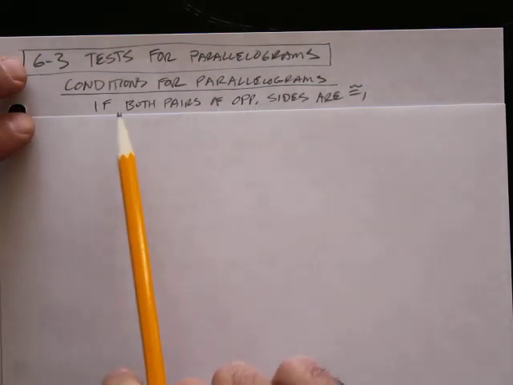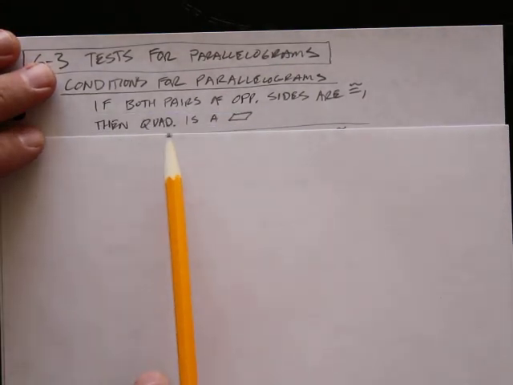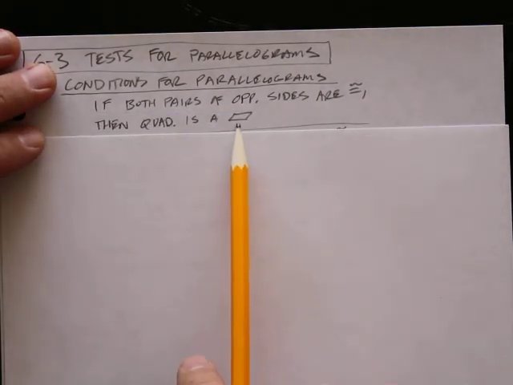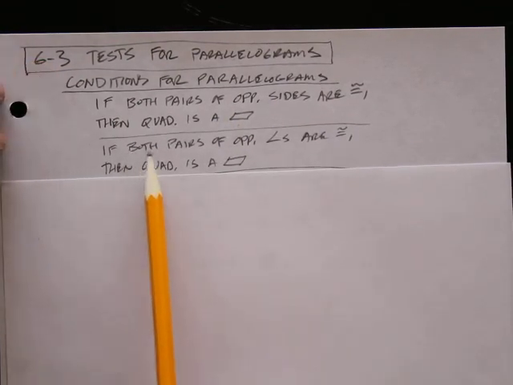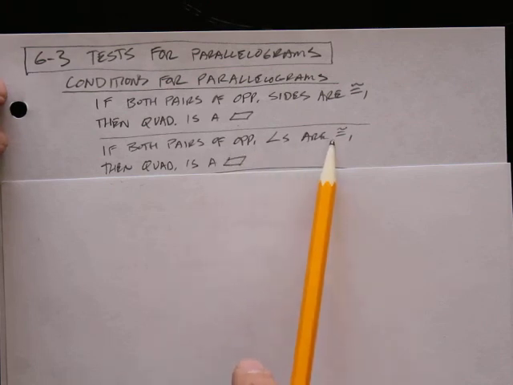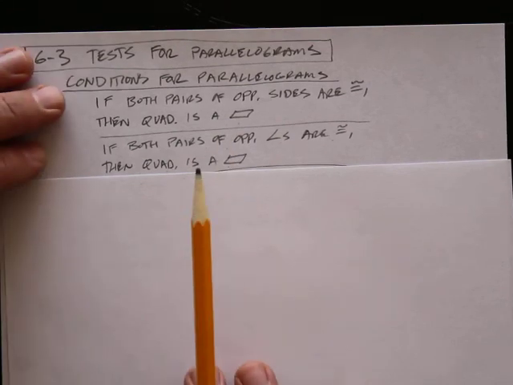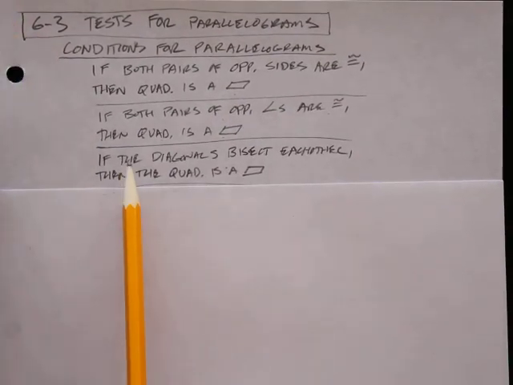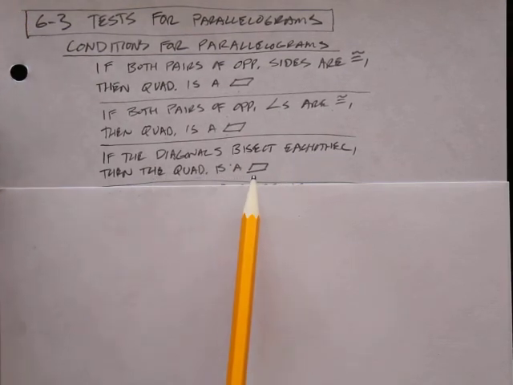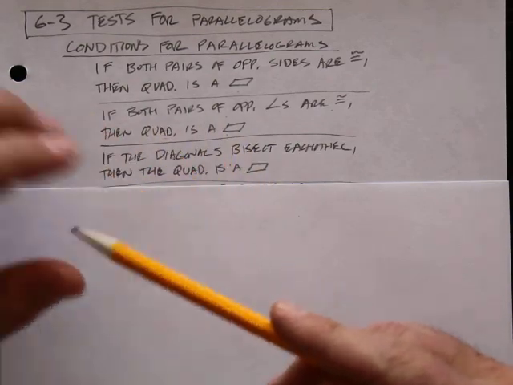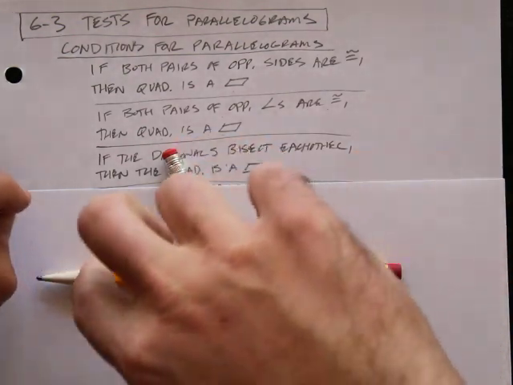If both pairs of opposite sides are congruent, then your quadrilateral is a parallelogram. If both pairs of opposite angles are congruent, then the quadrilateral is a parallelogram. If the diagonals bisect each other, then the quadrilateral is a parallelogram. So remember, bisect each other means that the two diagonals cross each other right in the middle of both of those.